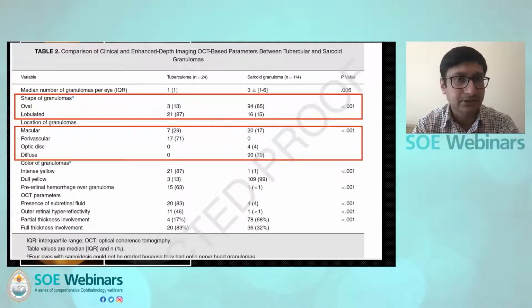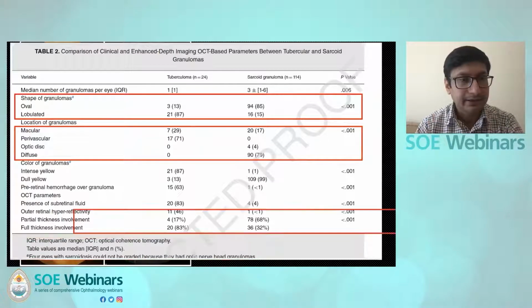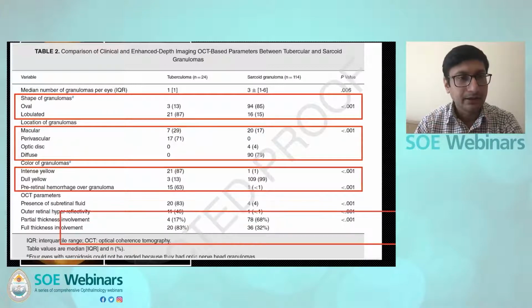A lot of patients of TB will have lobulated granulomas compared to oval granulomas in sarcoid. Many patients of TB also have macular granulomas, and they can be perivascular. A perivascular choroidal granuloma is highly characteristic of TB. We also realize that dull lesions are sarcoid, intense yellow are TB, and if you have pre-retinal hemorrhages, again, to reiterate, they are mostly seen in TB.